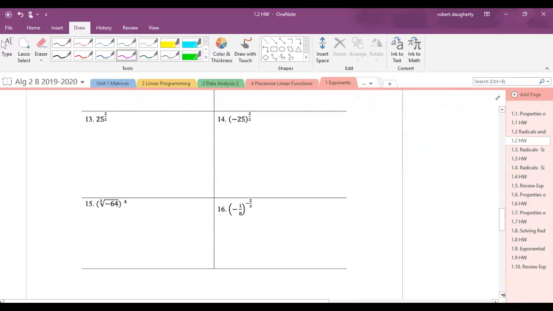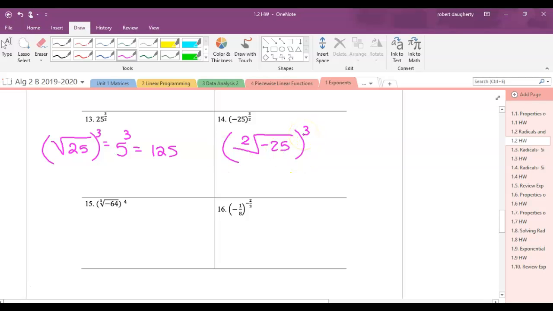25 to the 3 halves. This is the square root of 25 cubed, which is 5 cubed, which is 125. Negative 25 to the 3 halves power. So this is the square root of negative 25, cubed.